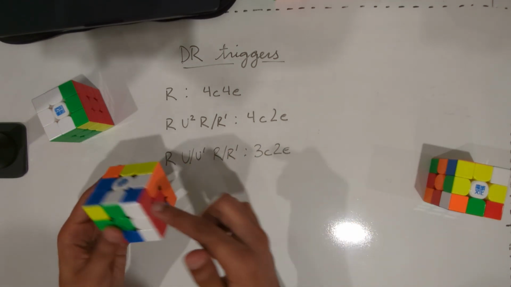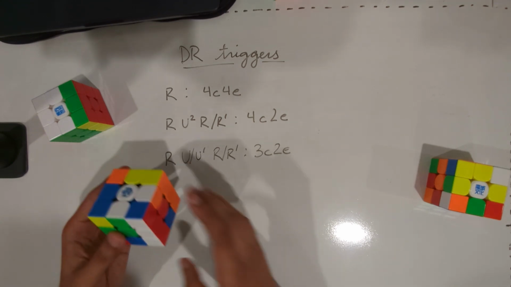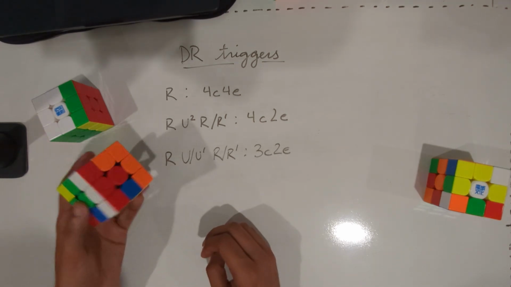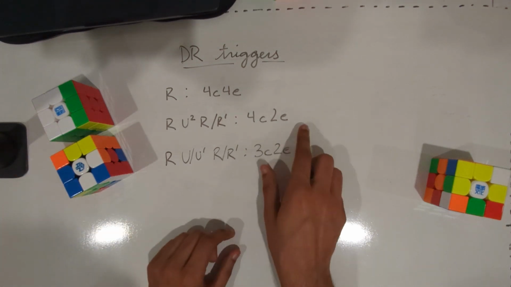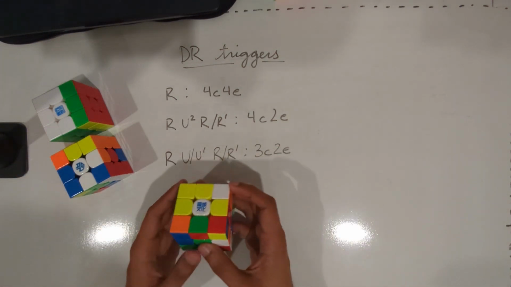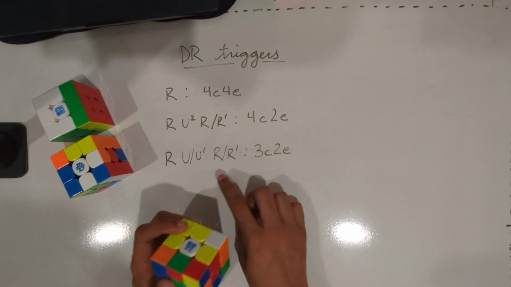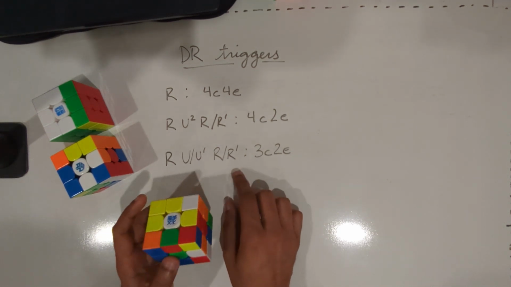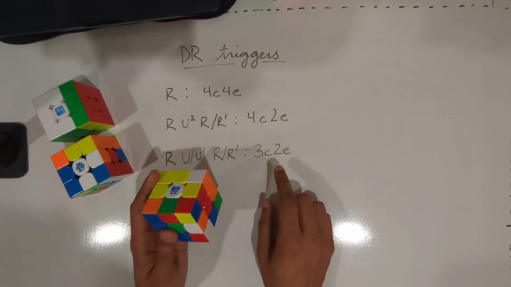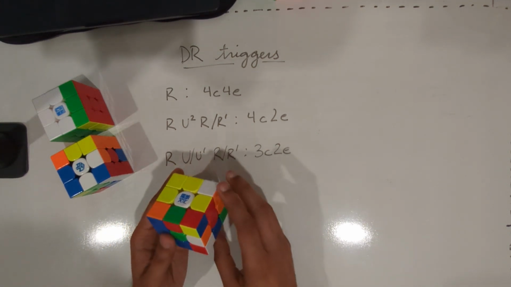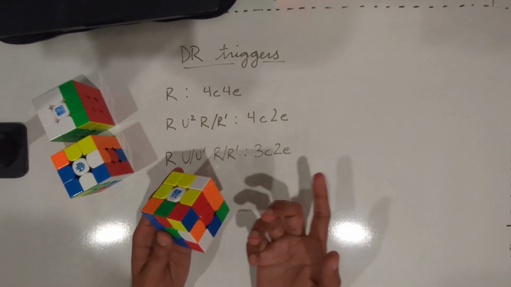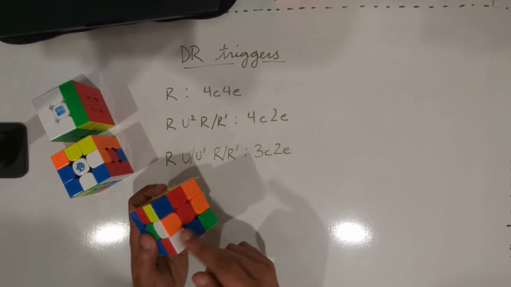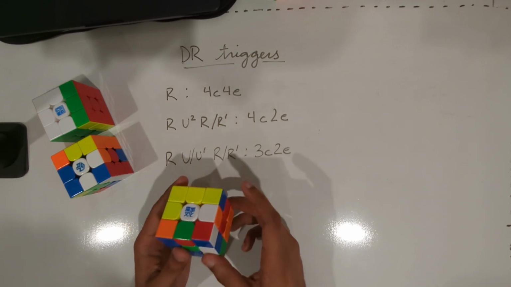You have a bar here and a bar sitting here. And RU2R', as you can see, does indeed solve EO. This one is 4C2E. The final basic trigger is this one, which is RUR', or RU'R, RU'R'. There's a couple of different variations of this. And this one is 3C2E. You can basically recognize it as almost the same as a sexy move. You have a pair here, and one corner here, which is unoriented.